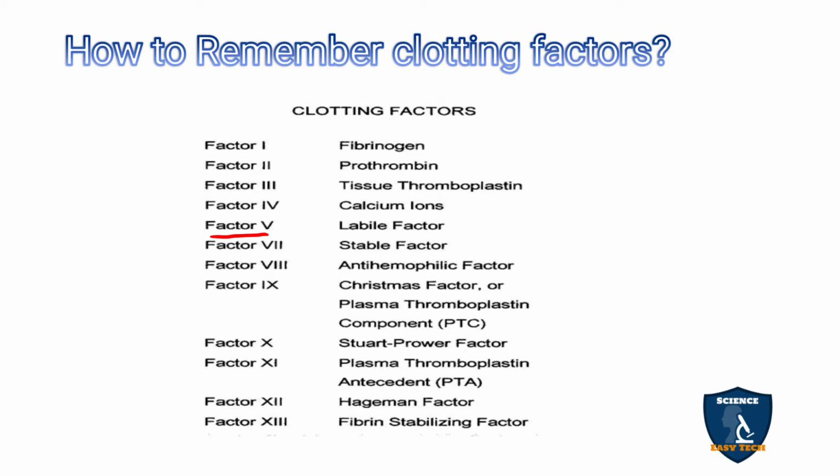Have you noticed that between factor 5 and factor 7 I have marked it in red color? What is the reason? Where is factor 6? Factor 6, named axillarin, has been eliminated from the clotting factors list. Why is it so? Because factor 6 axillarin has no effect in blood clotting. That's why they have eliminated factor 6 axillarin from the clotting factors list.